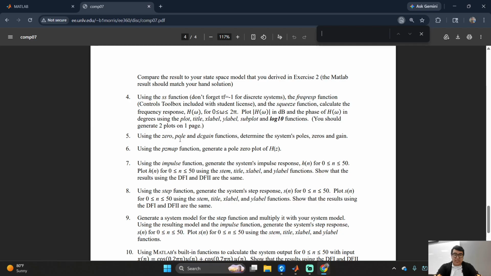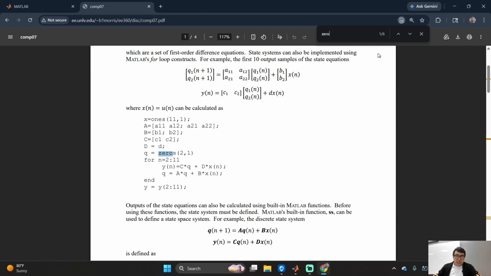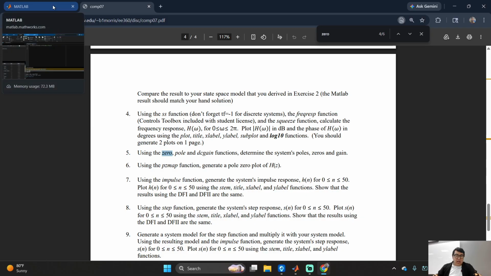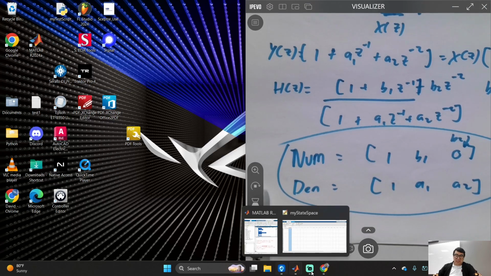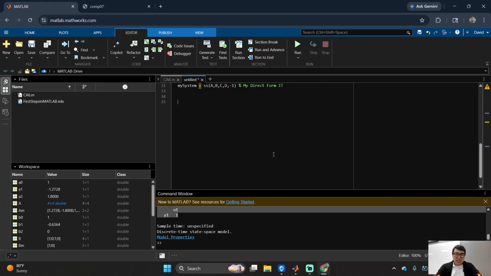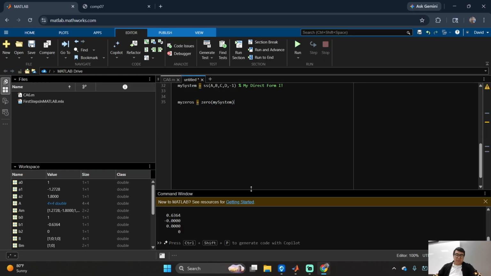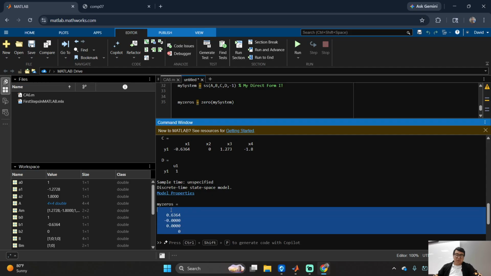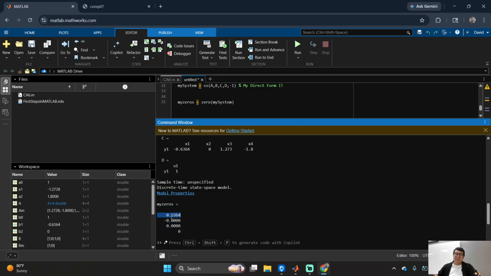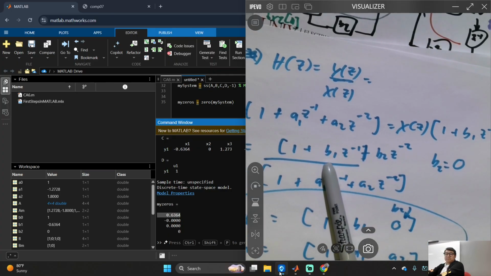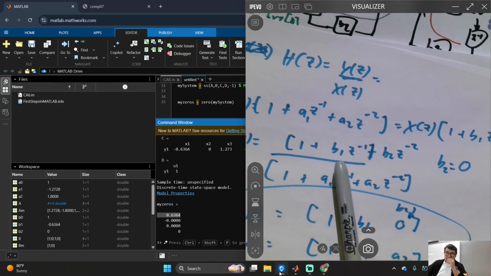Zero pole and DC gain, 0. How do you use the zero equation? Okay. Oh, this is easy. In MATLAB, my zeros is going to equal the zeros of my system, okay? What are my zeros? Boom. I have 1, 0, right? Or actually, no. I have 3, 0, sorry.